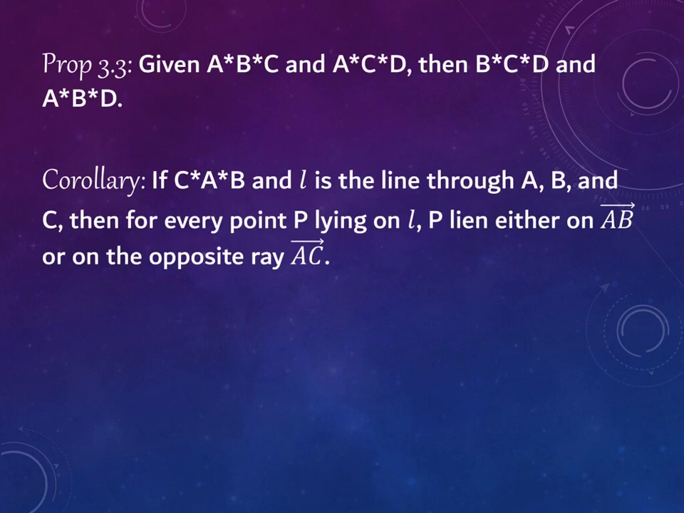Corollary. If A is between C and B, and L is the line through A, B, and C, then for every point P lying on L, P lies either on ray AB or on the opposite ray AC.